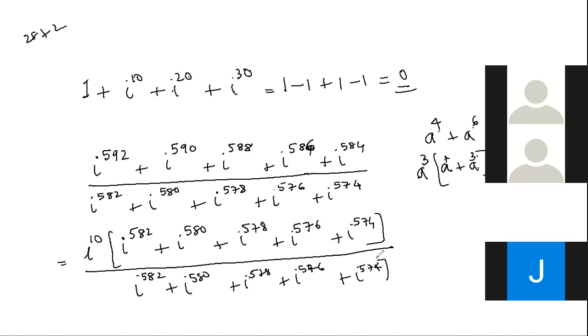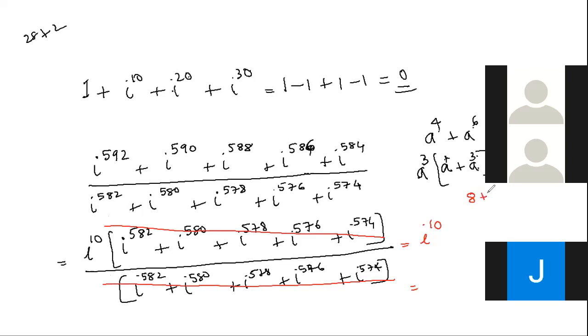Is the numerator and denominator the same in this bracket? Yes, sir. So they will get cancelled. What is left is i raised to 10. And how do we calculate i raised to 10? The nearest multiple of 4 is 8, so 8 plus 2.